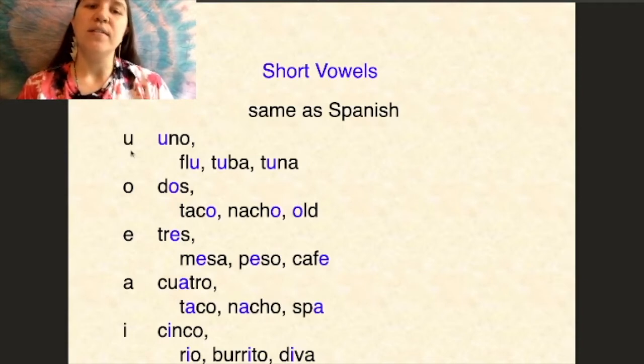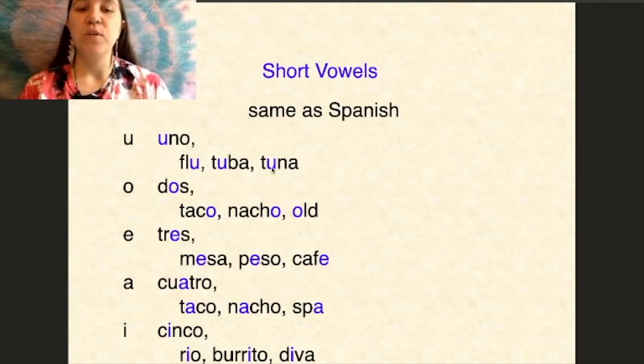The u is the same as in uno, flu, tuba, tuna. O as in dos, taco, nacho, old. E as in tres, mesa, peso, café. A as in cuatro, taco, nacho, spa. I as in cinco, dio, burrito, and diva.